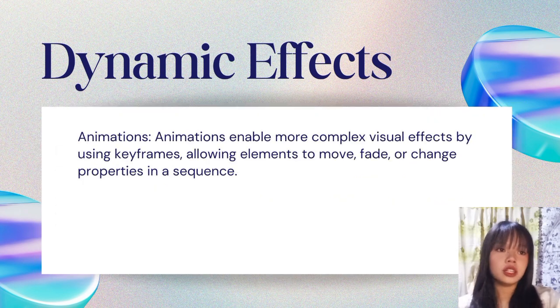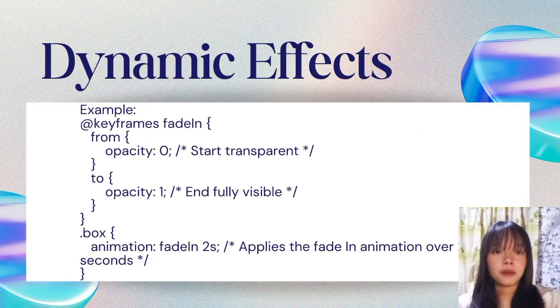Then next is animation. Animation enables more complex visual effects by using keyframes, allowing elements to move, fade, or change properties in a sequence. For example, a keyframe fade-in from opacity 0, starting transparent or not yet visible, to opacity 1, fully visible at the end. Then a box with the animation fade-in for 2 seconds applies the fade-in animation over 2 seconds.